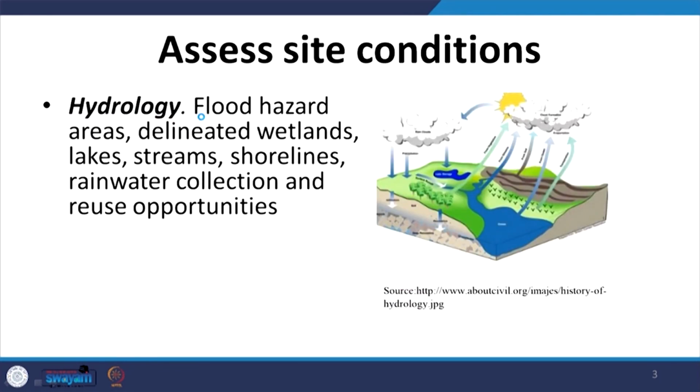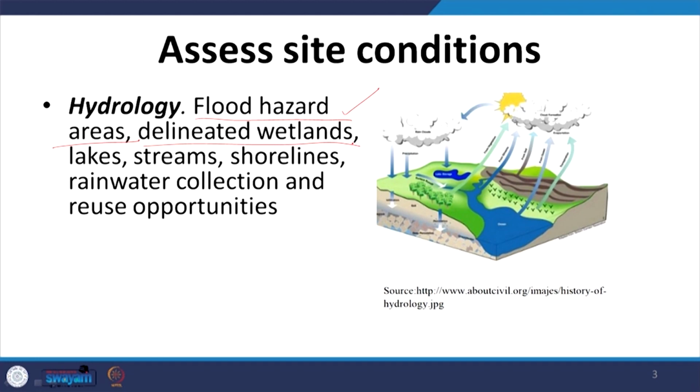The next is hydrology. We have to understand the hydrology of the site. That includes flood hazard areas. We have to see where the nearest water body is and how much is the flood hazard. That is what we were talking about in the previous lecture, where we talked about the flood plains. We have to ensure that the site does not come in a flood plain. Even when it is not coming under the flood plains, we have to see what are the flood hazards for the given site. We have to understand where are the delineated wetlands.